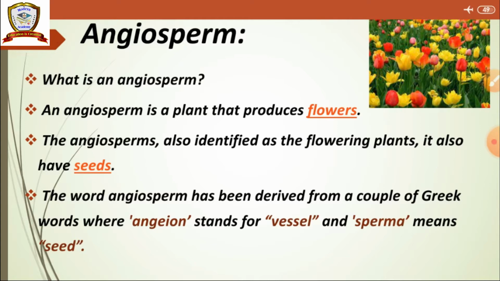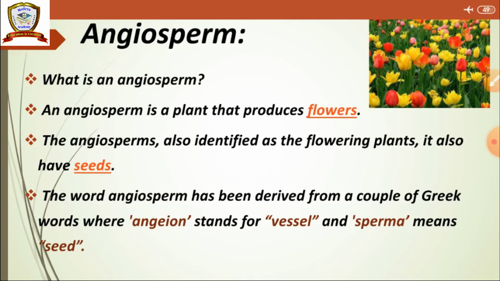Vessel is nothing but ovary. Usually the seeds appear inside the ovary, so here also the seed is present inside the ovary. Here they mention the ovary as vessel. So angiosperms produce flowers.